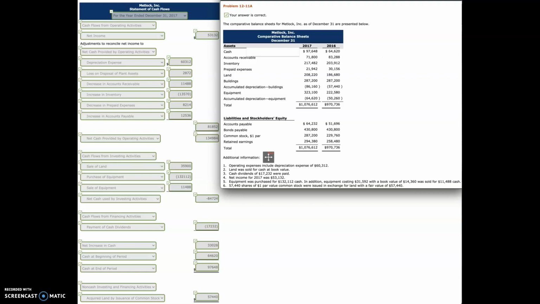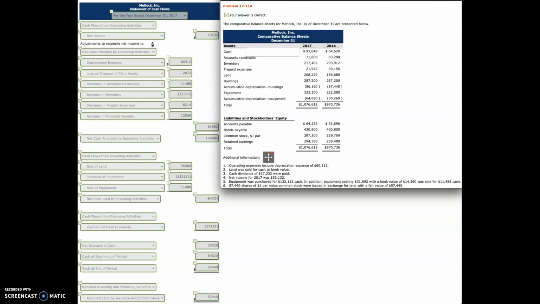In this problem, we are asked to prepare a statement of cash flows using the indirect method, for the year ended December 31st, 2017. We start off by recording our cash flows from operating activity, as you see here. Then we record our net income, shown in number 4 where it says net income for 2017. After that, we make adjustments to reconcile net income.